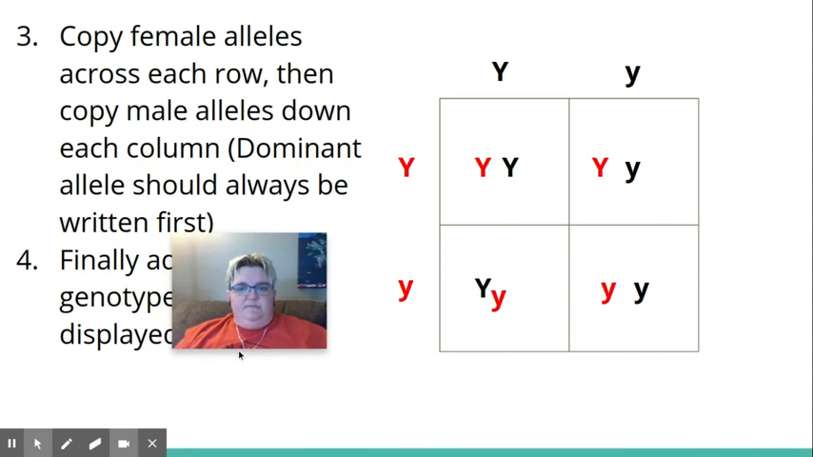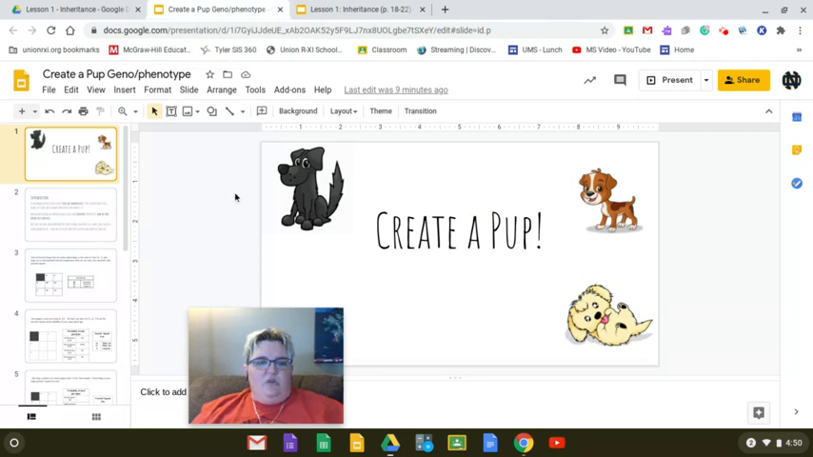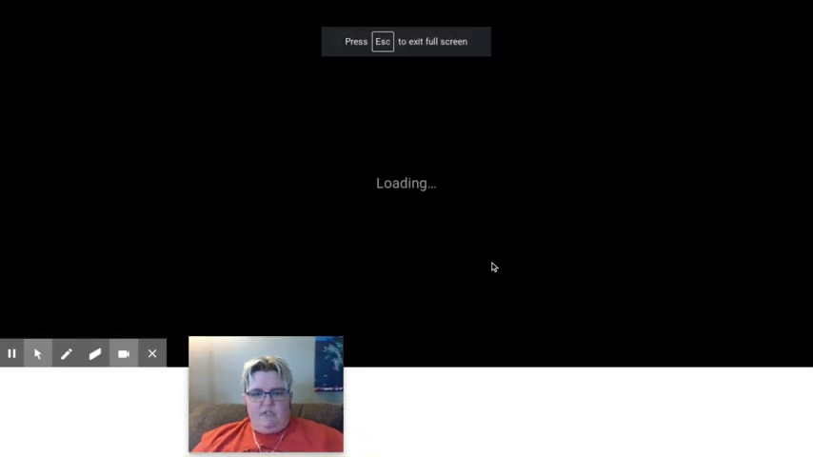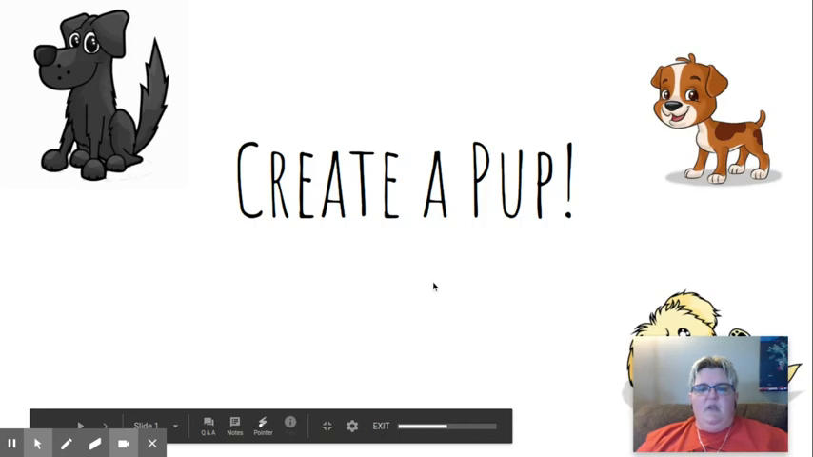Now, for your assignment today, you are going to be doing the Create a Pup project. Basically, this is like our Beetles lab from the assignment before, but this time you're creating a puppy, and they're going to have a few more traits shown here. So let's see how it works.